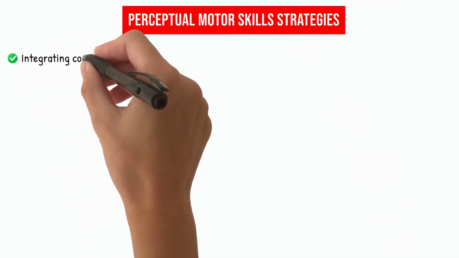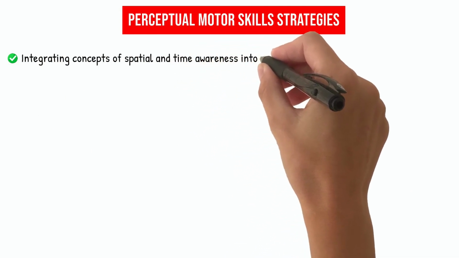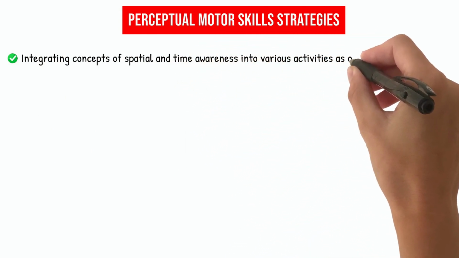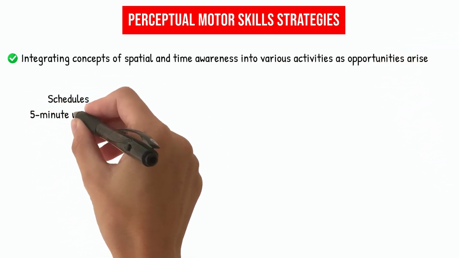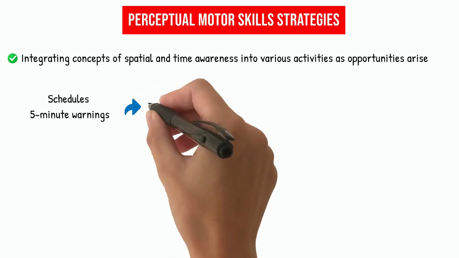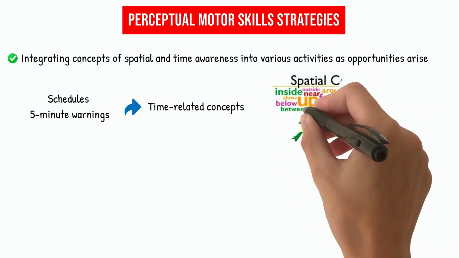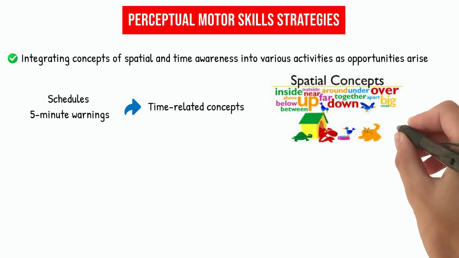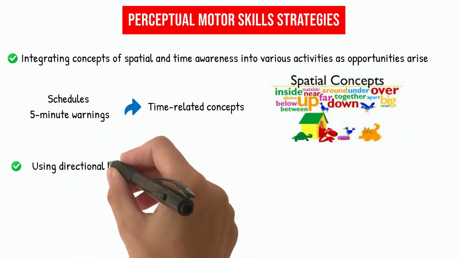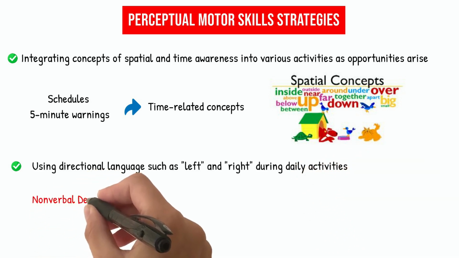Perceptual motor skills strategies. Strategies for developing perceptual motor skills in children include integrating concepts of spatial and time awareness into various activities as opportunities arise. For instance, daily routines like schedules and 5-minute warnings can be used to reinforce time-related concepts. Similarly, spatial vocabulary such as behind, above, beside, over, and under can be incorporated into most activities. Using directional language such as left and right during daily activities and support it with nonverbal demonstrations.